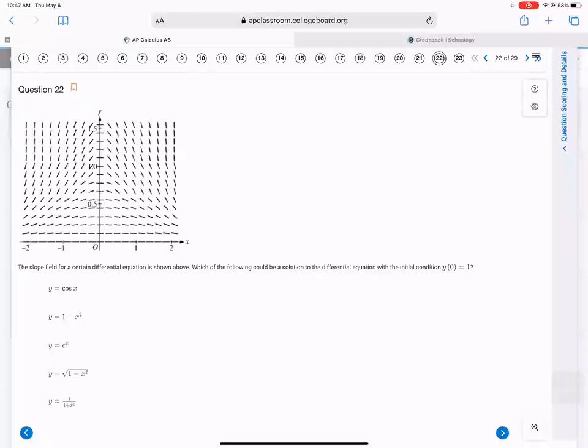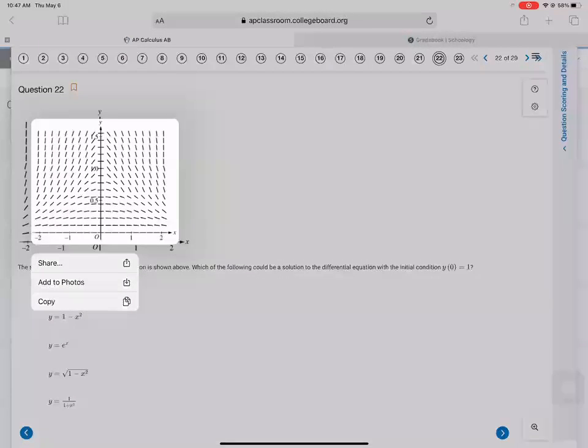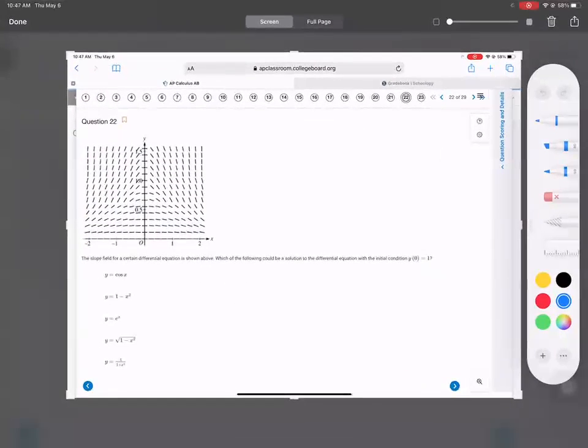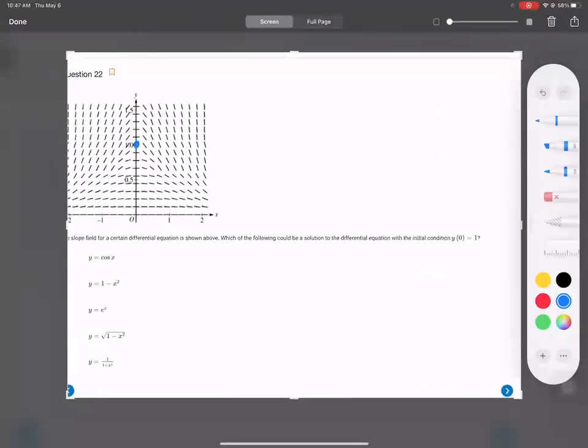So let's look at number 22 now. The slope field for a certain differential equation is shown above. Which of the following could be a solution of the differential equation with the initial condition of y at 0 is 1? So y at 0 is 1. I'm going to put a dot there. Okay, so which of these could be it?